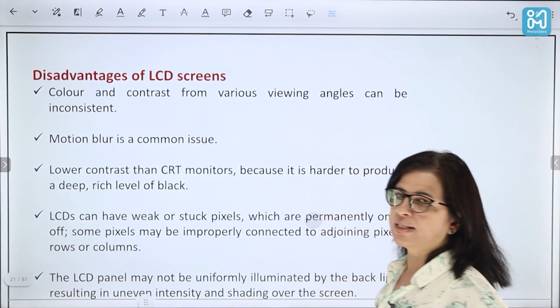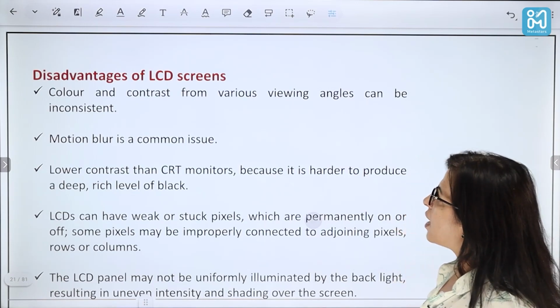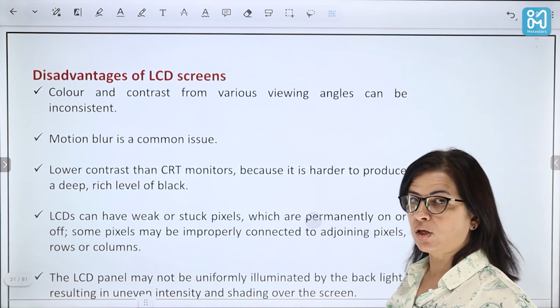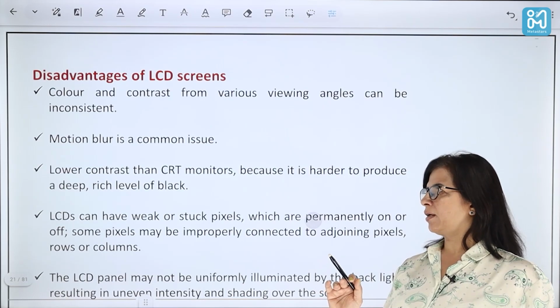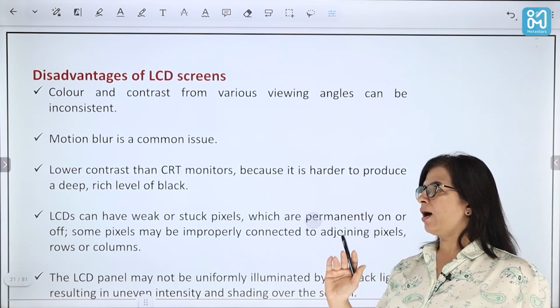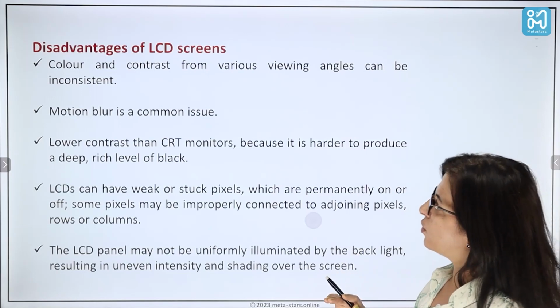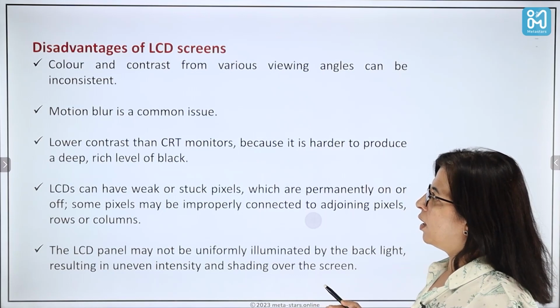Disadvantages of LCD. Let's see now the disadvantages. Color and contrast from various viewing angles can be inconsistent, which means if I look from this angle, I can't see the screen. You see that? Now it's not clear for me. While with CRT monitors, this is not an issue.